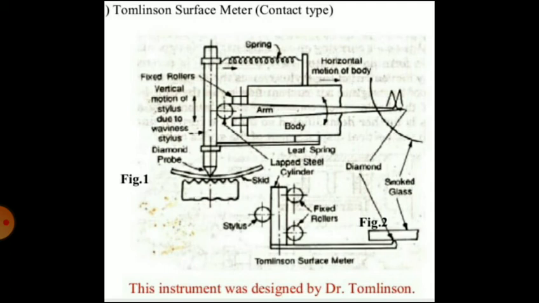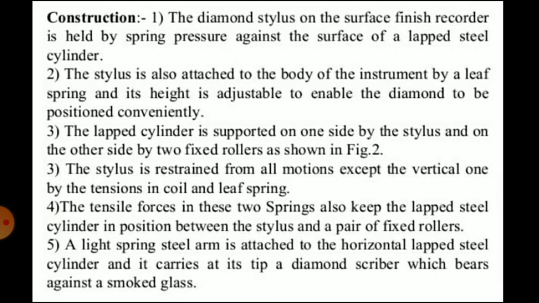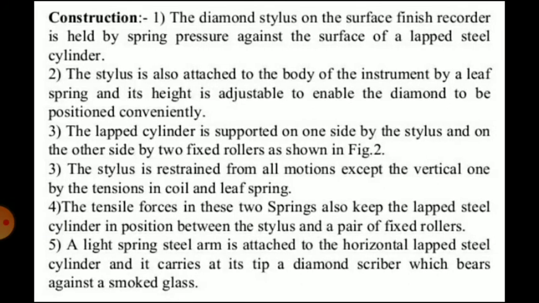So the steel cylinder is placed in between two fixed rollers and the vertical diamond probe. The stylus is restrained from all motions except the vertical one by the tensions in the coil and lip spring. The tensile forces in these two springs also keep the lap steel cylinder in position between the stylus and a pair of fixed rollers. A light spring steel arm is attached to the horizontal lap steel cylinder, and it carries at its tip a diamond scriber which bears against a smoked glass.